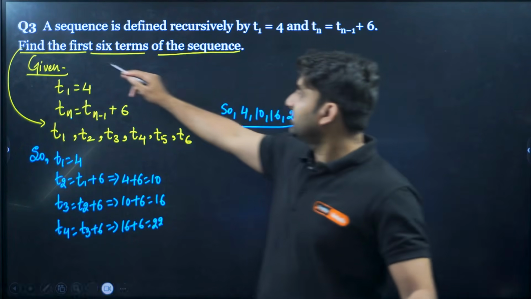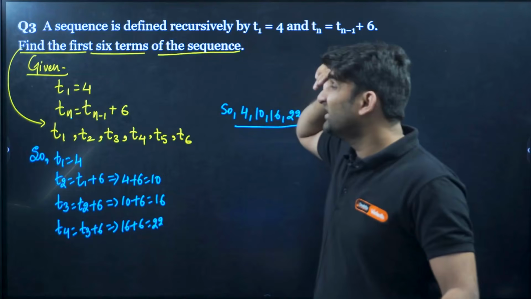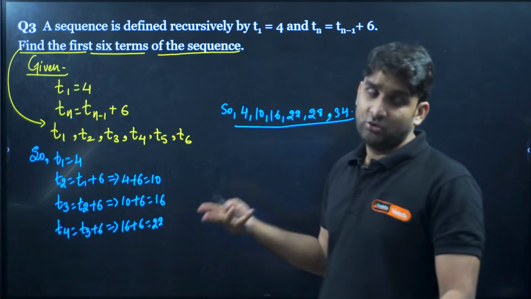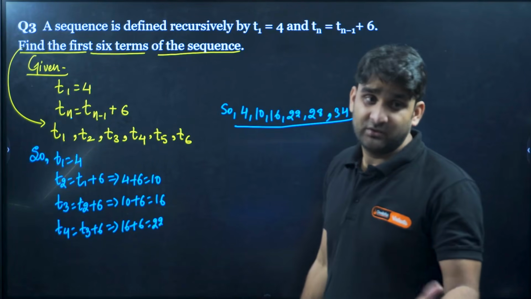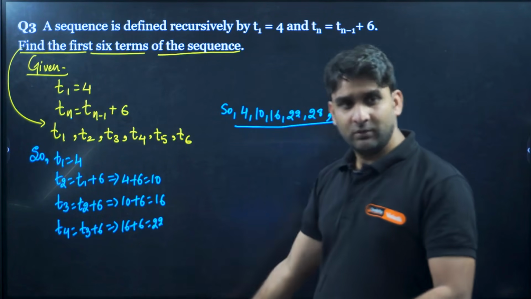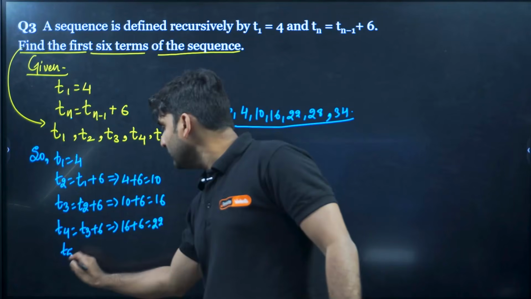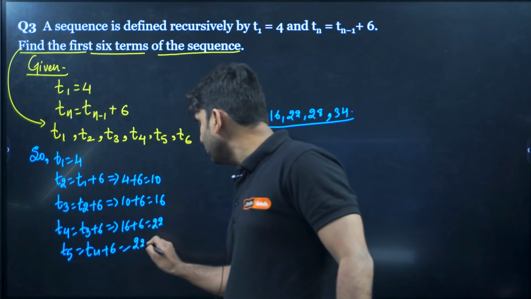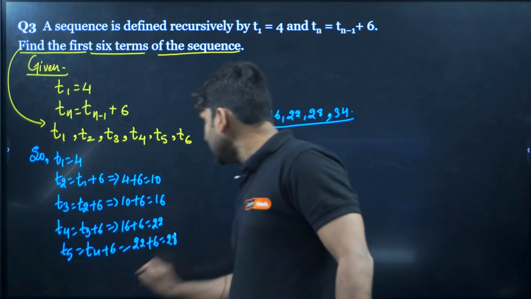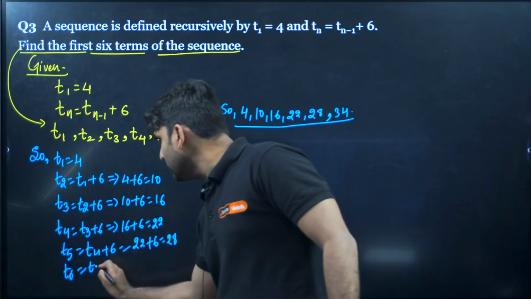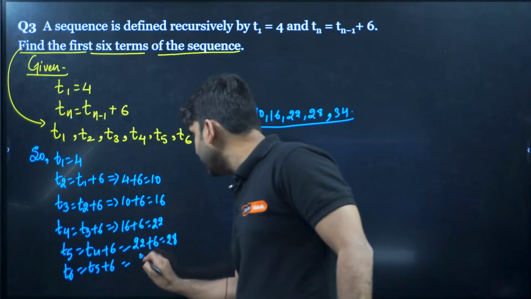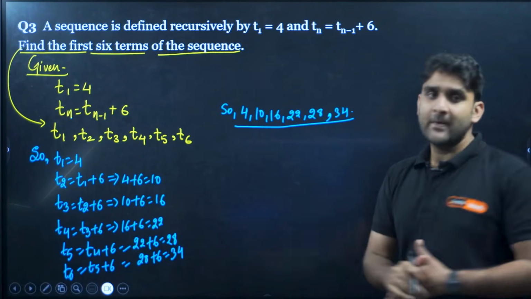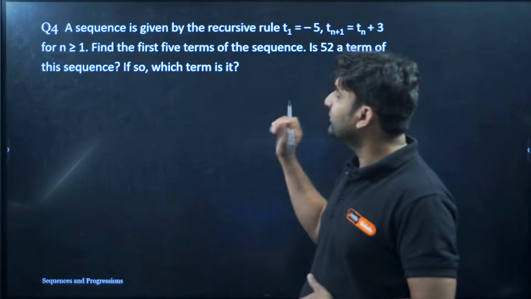But if the question asks you to find the first 6 terms of the sequence, don't use a shortcut. I know you guys can write the answer, but your marks may be deducted. So better to use the formula, better to follow the procedure. So T5 can be written as T4 plus 6. So 22 plus 6 will be 28. Similarly, T6 will be T5 plus 6, and T5 we have 28, 28 plus 6 will be 34. This is the answer. Clear everyone? Moving to the next question.